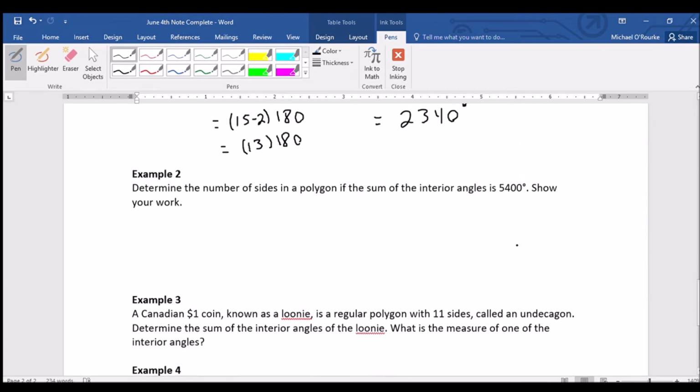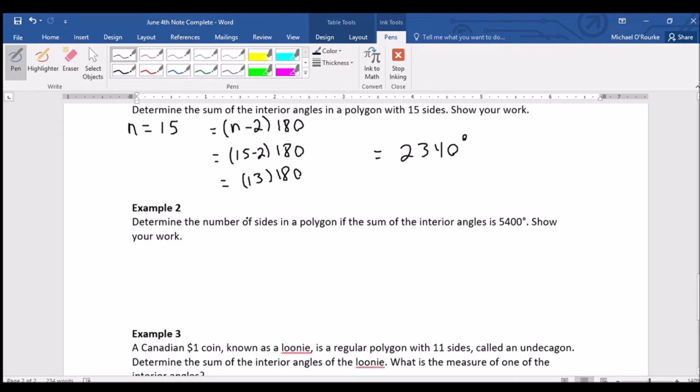Oh, here's a hard one now. I'm going to go backwards. Determine the number of sides in a polygon where the sum of the interior angles is 5400. Okay, so we know our formula is n minus 2 times 180 equals the total angle. This time we have the total angle. Well, this is going to be simple. We've done lots of algebra. So we need to solve for this n.